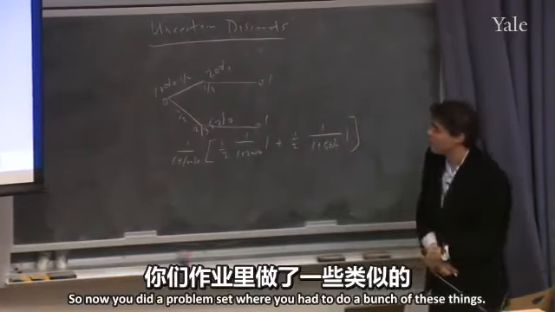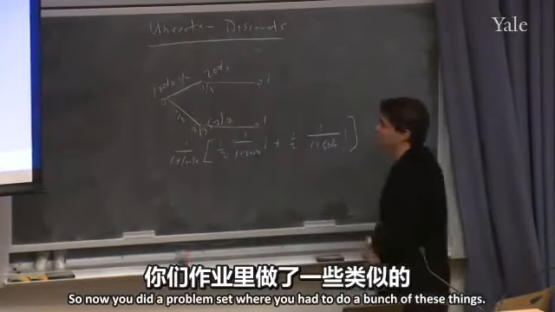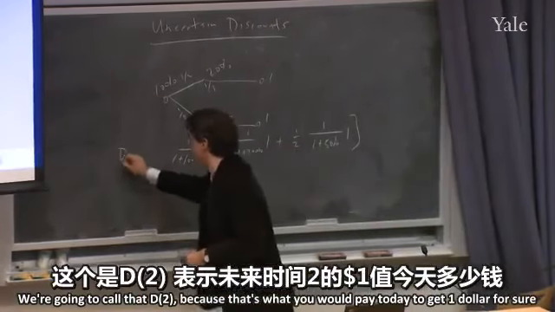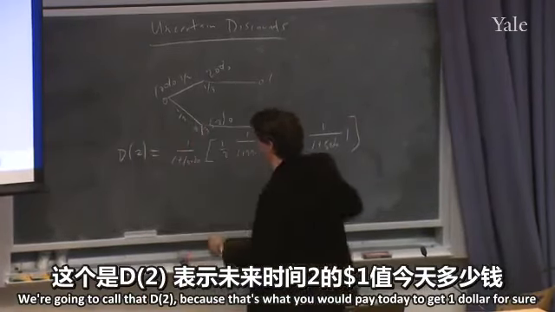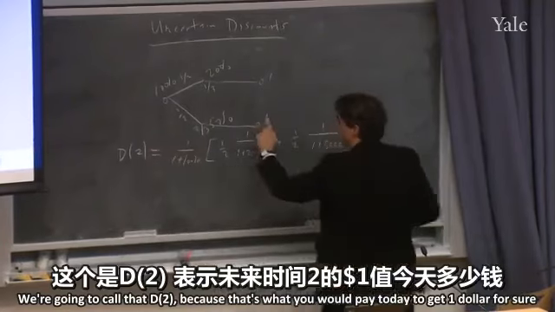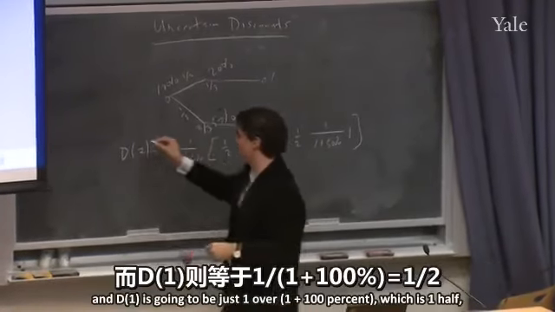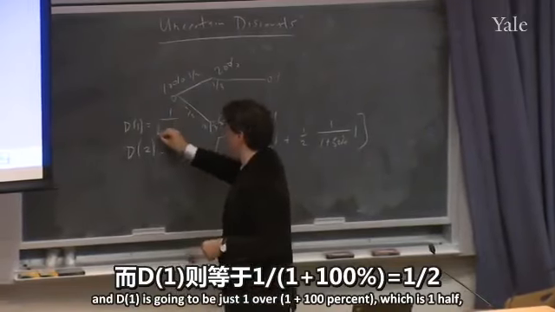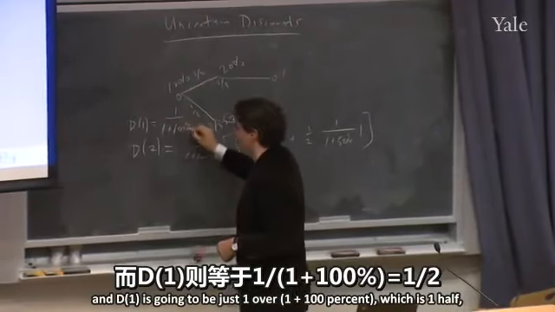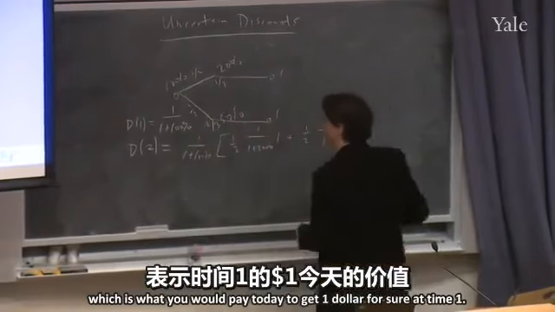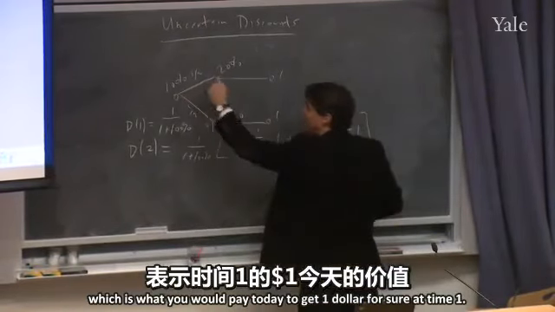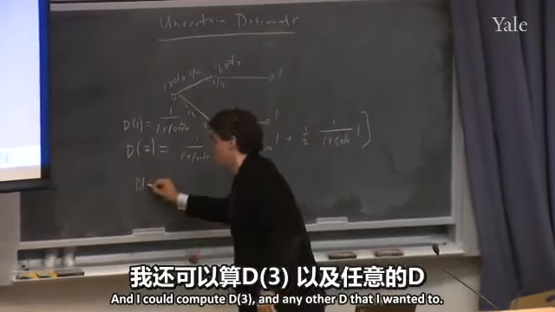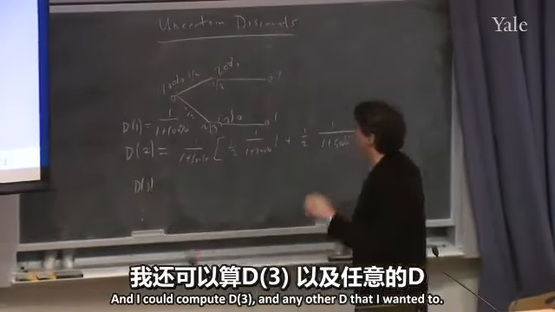Okay, so now you did a problem set where you had to do a bunch of these things. Okay, and we're going to call that D of 2, because that's what you would pay today to get $1 for sure at time 2 in the future. And D of 1 is going to be just 1 over 1 plus 100%, which is a half, which is what you would pay today to get $1 for sure at time 1. And I could compute D of 3 and any other D that I wanted to.